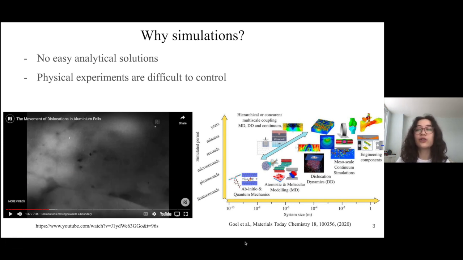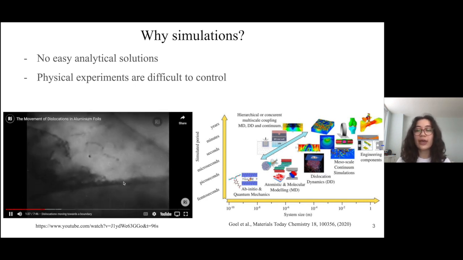The figure on the right shows simulation methods for different length and time scales. For studying dislocations, looking at individual atoms, we typically deal with the picosecond to microsecond scale for time, and for length, microns. These are tiny, but simulations allow us to see that very local behavior.